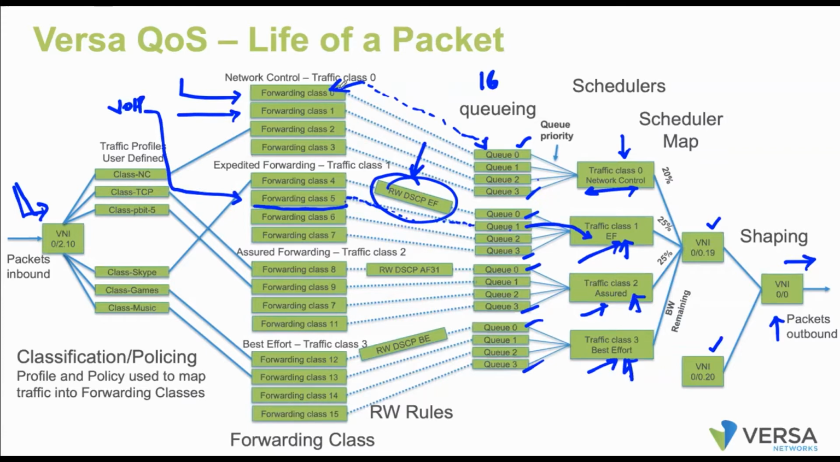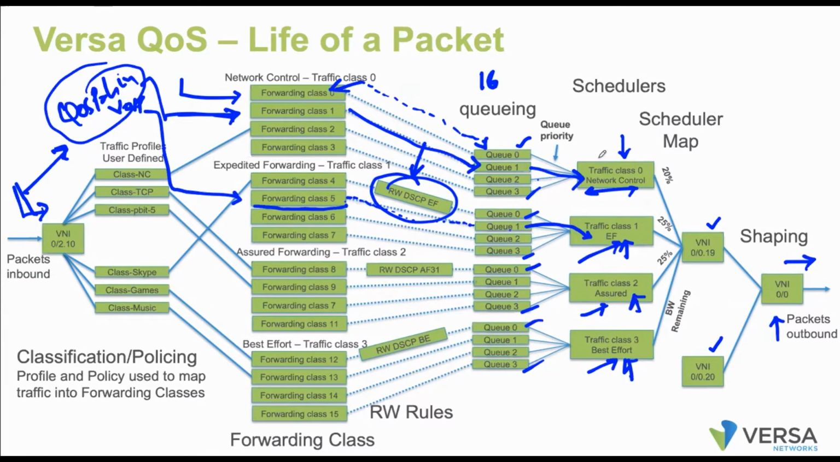Now, how are you going to match the traffic to the forwarding classes? With the help of the QoS policies. We match the traffic with QoS policies, and we refer it to one or the other forwarding classes. When we refer to a forwarding class, it refers to one or the other outgoing queues. These queues are associated with one or the other traffic classes.